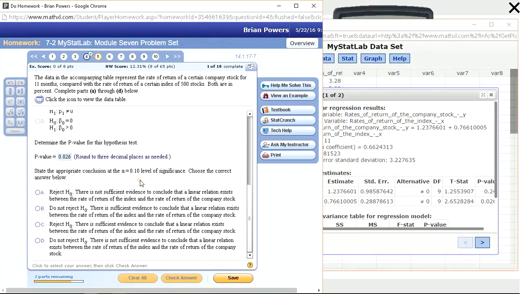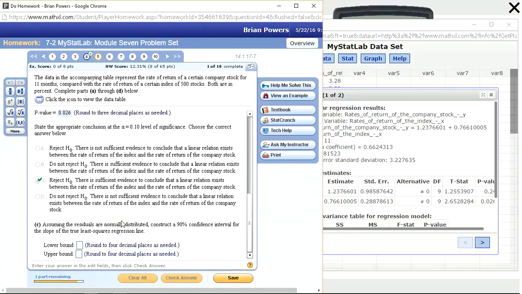Okay. But anyway, for the slope, yeah, that's definitely a low p-value, especially compared to 0.10. So we would reject H0. There is sufficient evidence to conclude a linear relationship exists between these two things. Okay, let's see what's next. Okay, let's do a confidence interval for the true slope.